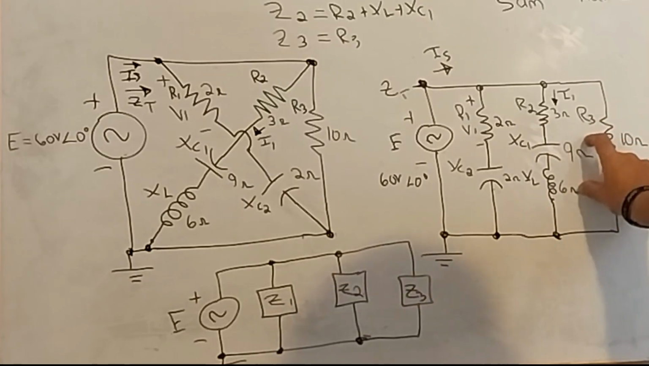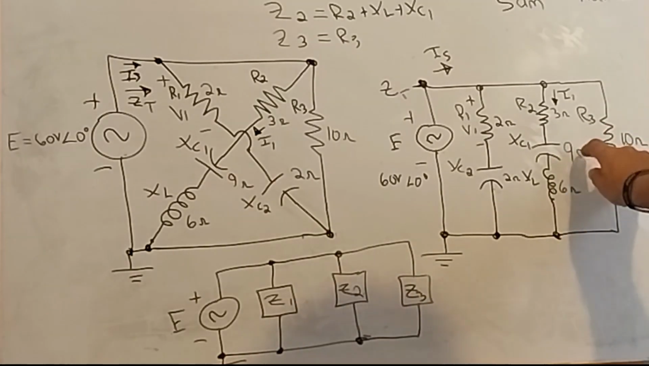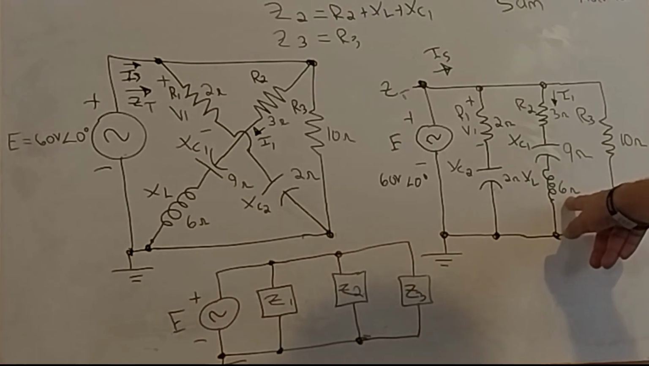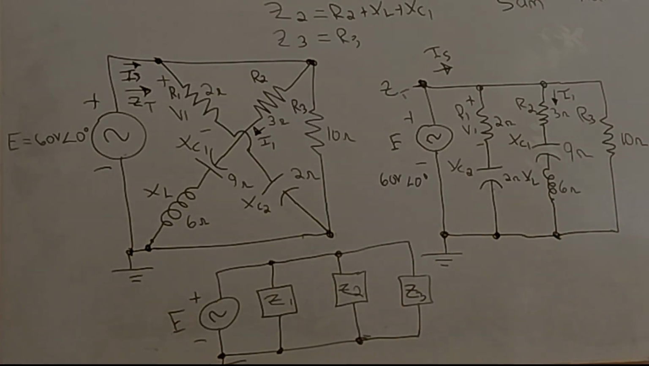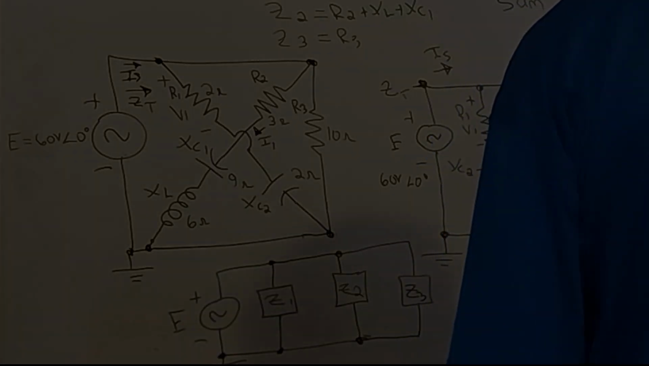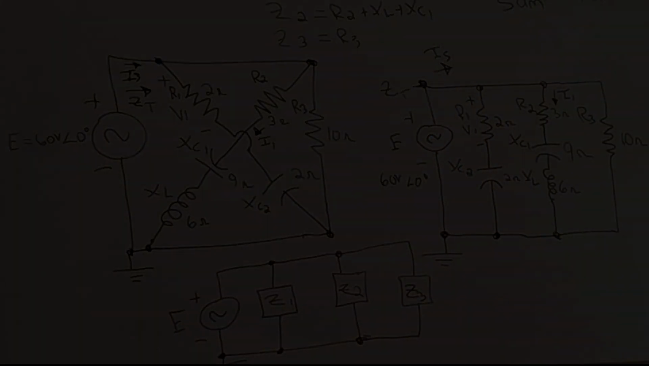And when we add these together, we'll end up with 3 ohms because the 9 is negative and the 6 is positive, and so we'll have 3 ohms at an angle of negative 90 degrees, which is more of a capacitive load. Well, we're going to move on to the next part for this.